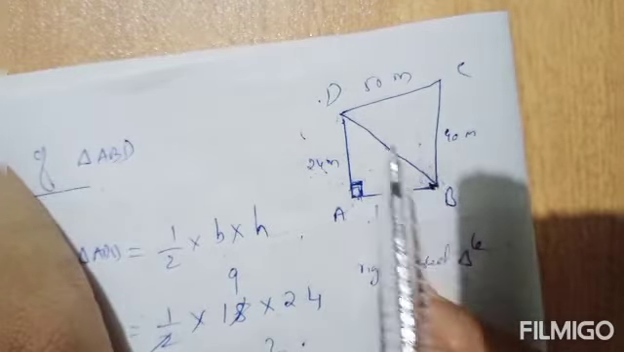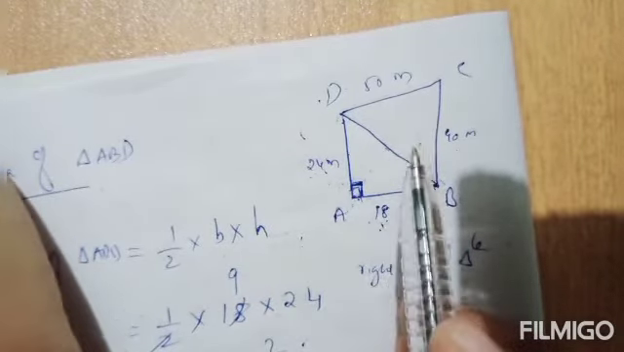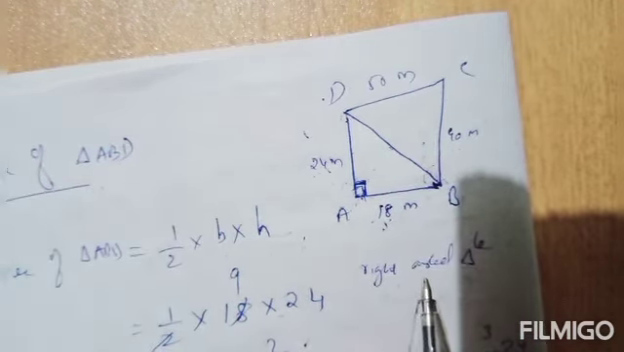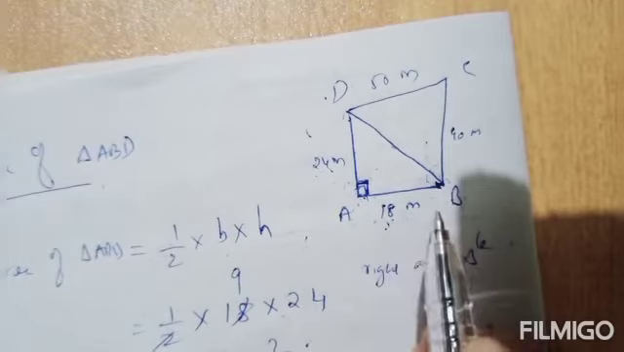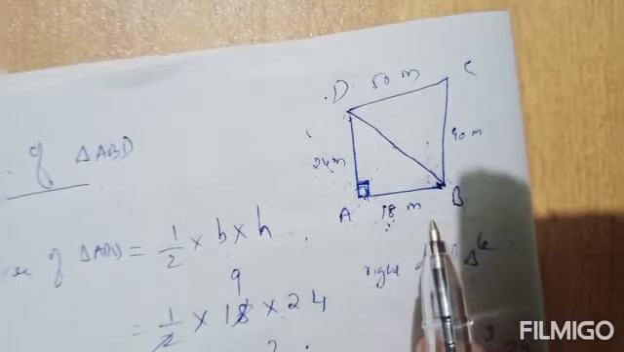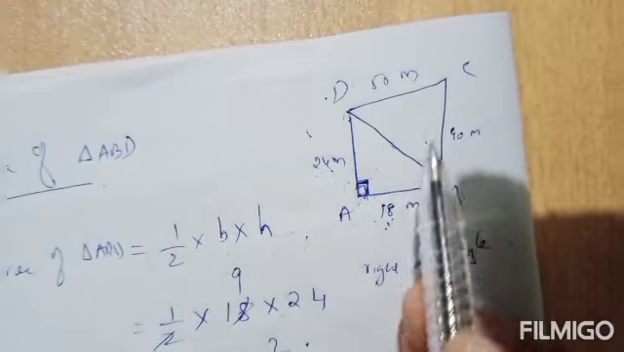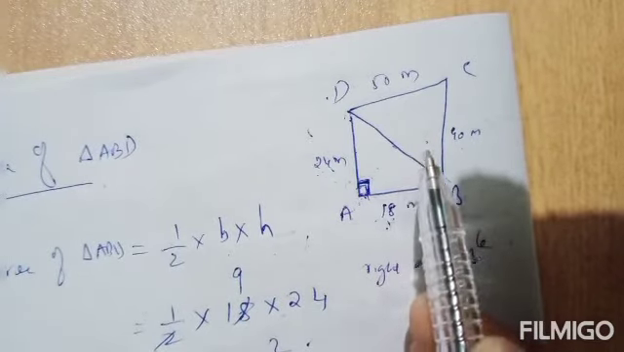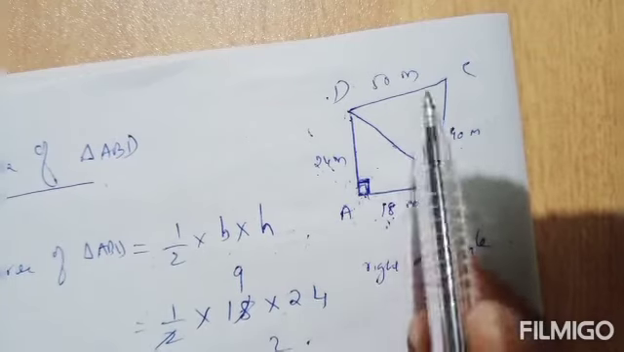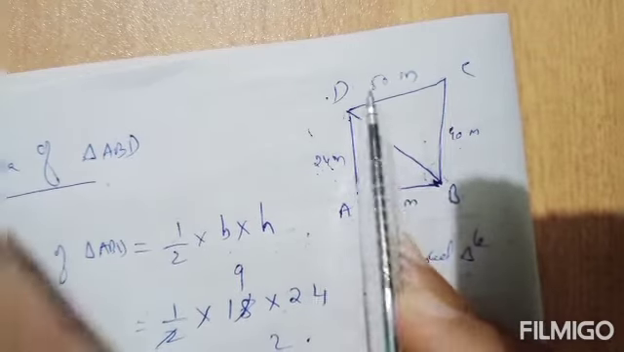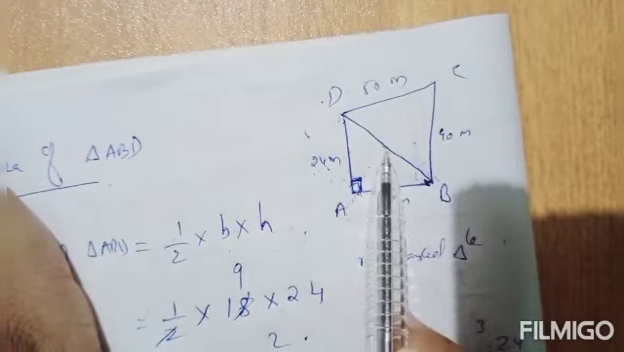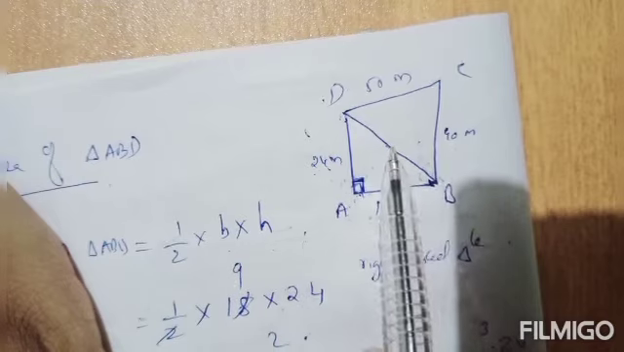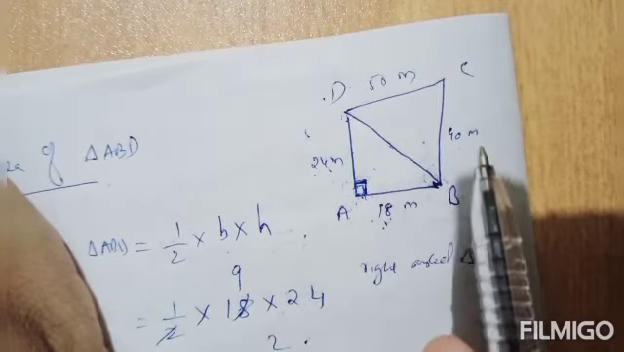No height is given. So which formula can you use to find the area? There is another formula to find the area: root of s into s minus a into s minus b into s minus c, where a, b and c are the three sides of the triangle and s is a plus b plus c by 2. That formula we can use here, but the third side is not given. That we can actually find.